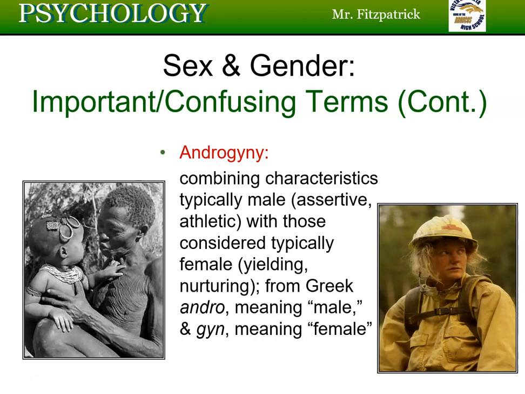Androgyny is combining the characteristics that are typically male, like assertiveness and athleticism, with those that are considered typically female, being yielding, nurturing. And so we have both andro and gyn, male and female, androgyny. And so there are some that may exhibit androgynous looks, hard to tell if they're male or female. They may act in androgynous ways.